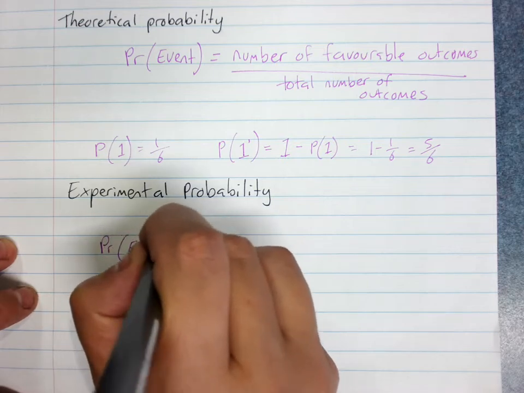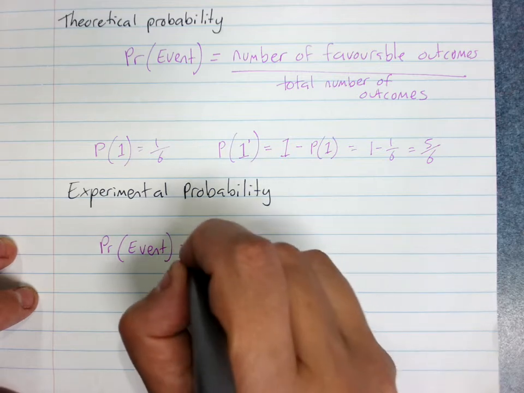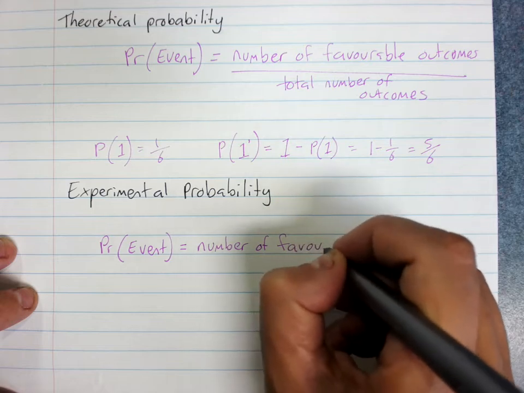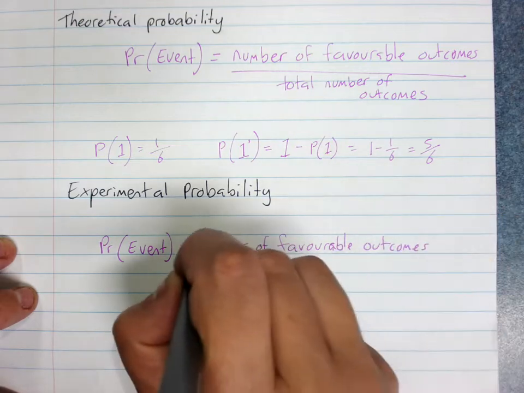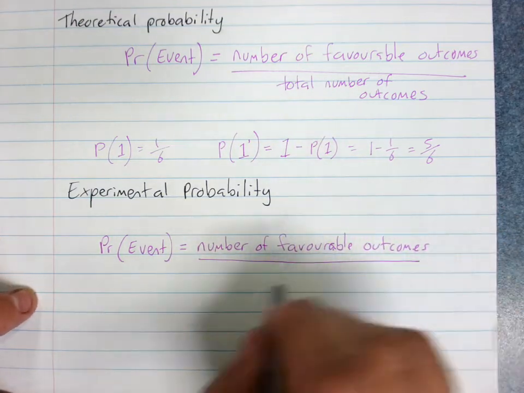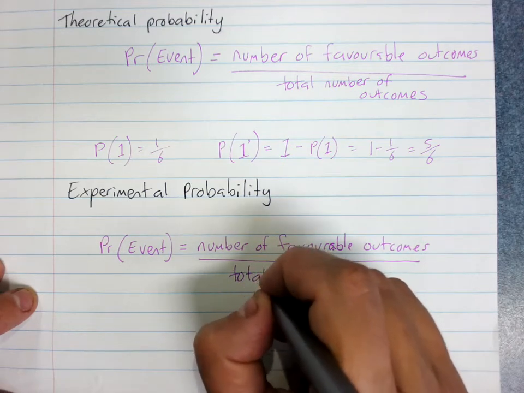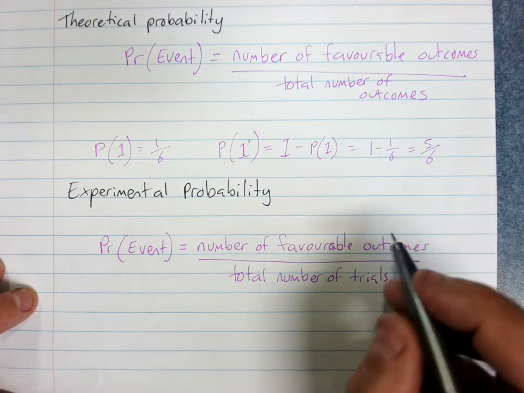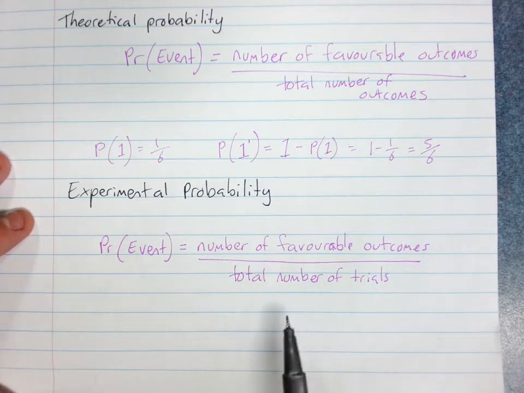So for this one, of course, the probability of an event occurring is the number of favourable outcomes that occurred, and because we did trials, we divide by the total number of trials. So you'll remember, of course, a trial was one single run of an experiment, so we can do the experiment over again. We can roll a die 15 times, whatever that happens to be.